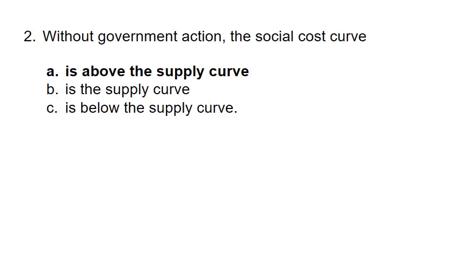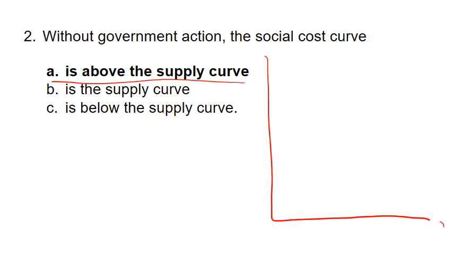Without government action, the social cost curve is above the supply curve. Let's look at this. Let's draw a supply graph, actually. Here's quantity. We're going to measure price or dollars on the vertical axis. Here's our normal supply curve. And let's say that's quantity of 100.